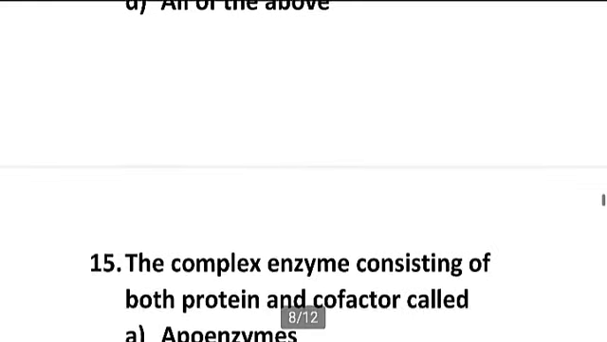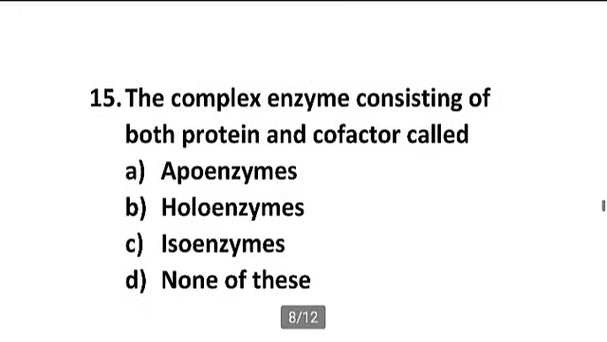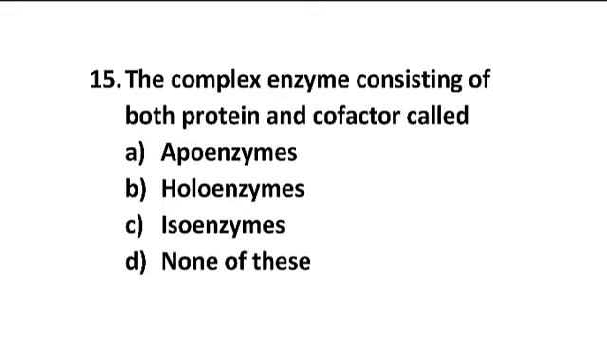Now moving to next question. Next question is the complex enzyme consisting of both protein and cofactor called. Options given are A. Apoenzyme, B. Holoenzyme, C. Isoenzymes, D. None of these. We know both cofactor and apoenzyme, that is protein part, connect and form holoenzyme. So the right option is B, holoenzyme.